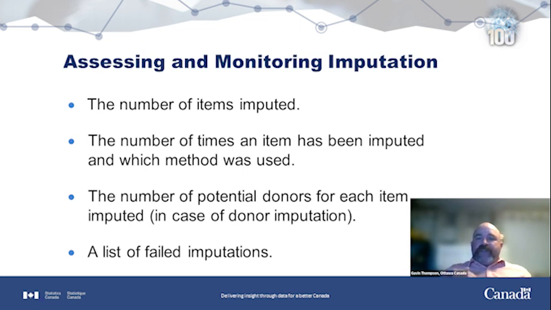So the number of items that have been imputed, the number of times an item has been imputed and which method was used, the number of potential donors for each item in the case of donor imputation, and a list of failed imputations. I'm going to talk about all these a little bit here. So, the number of items imputed.